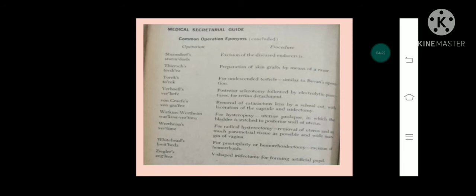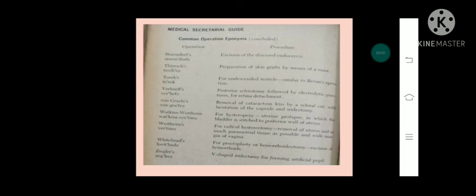So next is the medical secretarial guide. It is a list of common operation names. The operation is the Stormdorf. Its procedure is the excision of the diseased endocervix. Next is Tersh, preparation of skin grafts by means of a razor. Toric, for undescended testicles, similar to Berman's operation.